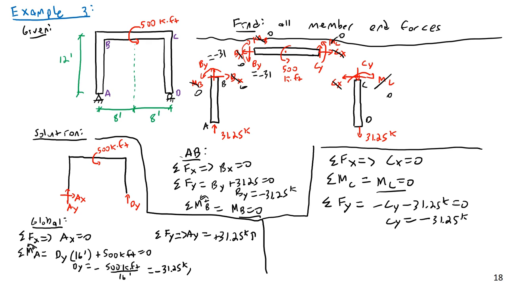Now that does not mean that it is downward. Again, in this context, and I'm glad we arrived at this answer at the end of this lecture here, the negative does not mean that the force is downward. Negative in this context means that we simply assumed the wrong direction. So we know that Cy is upward on the column and downward on the beam.